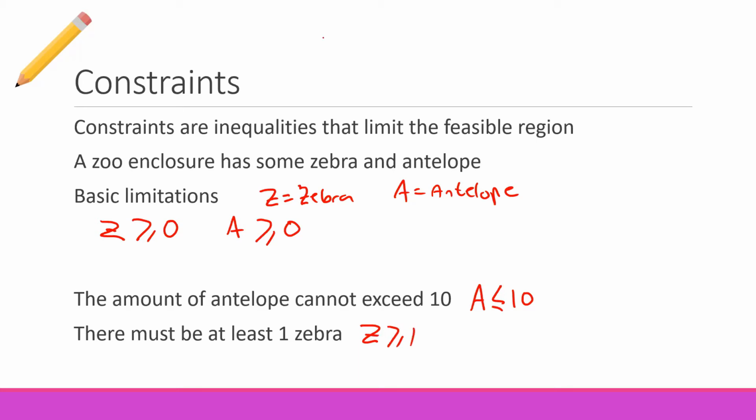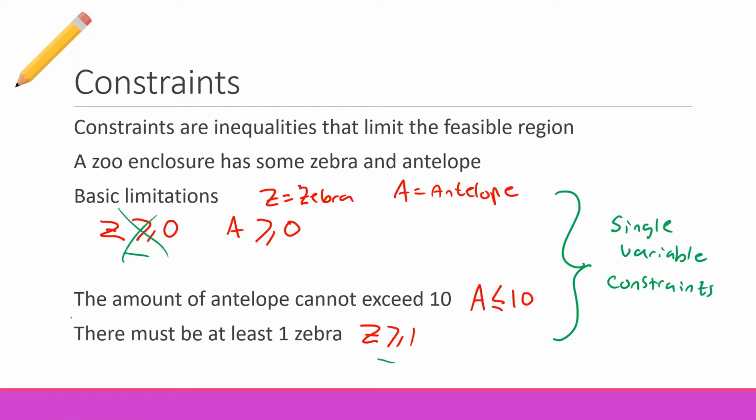Now it's interesting here that these are all single variable constraints. All of these constraints just have one variable, either A or Z. It's interesting that you've actually got two constraints for Z. In fact, the one down the bottom pretty much eliminates the one above, but we're not going to focus on that. We've also now got an upper bound and a lower bound for A.